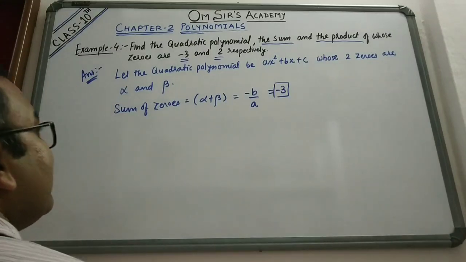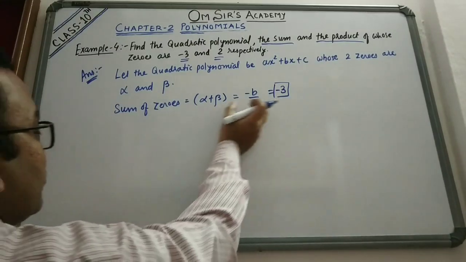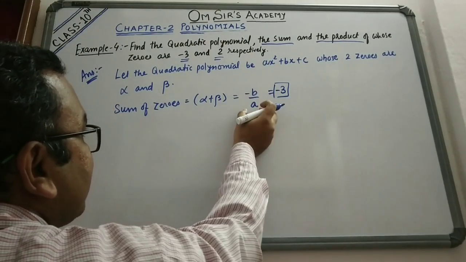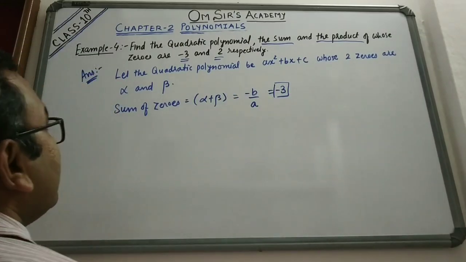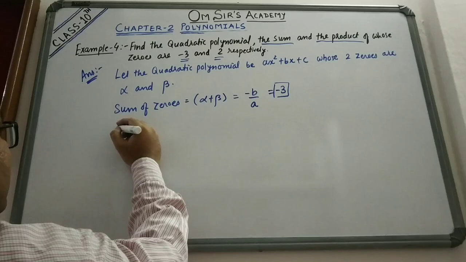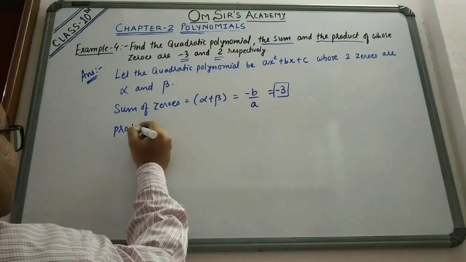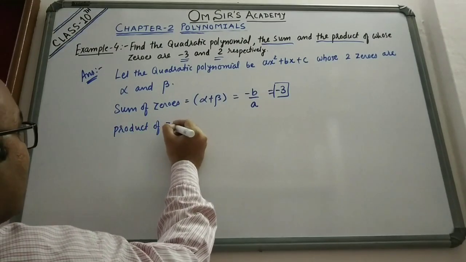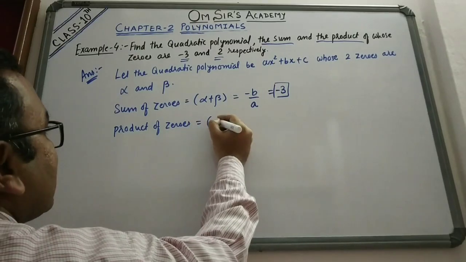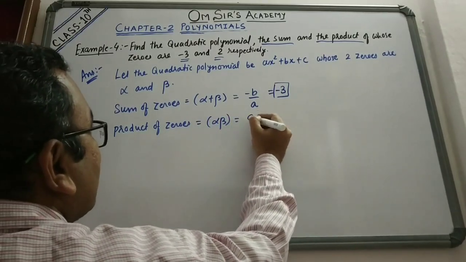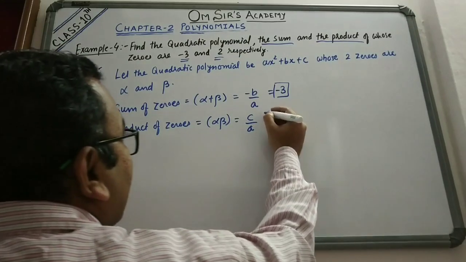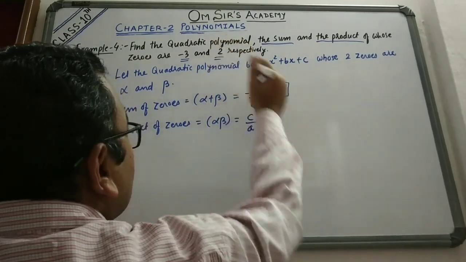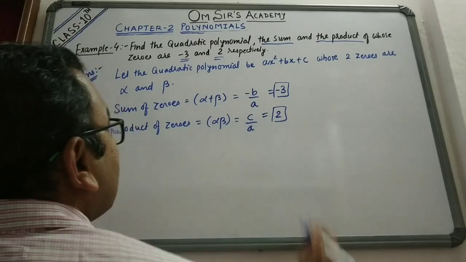Okay, तो sum of zeros की relationship coefficient के साथ क्या है? -b upon a, and the answer of this sum of zeros is given to you as -3. Is it clear? And product of zeros जो है that is alpha into beta, उसकी relationship coefficients के साथ क्या है? c upon a, and that is given to you as what? 2.